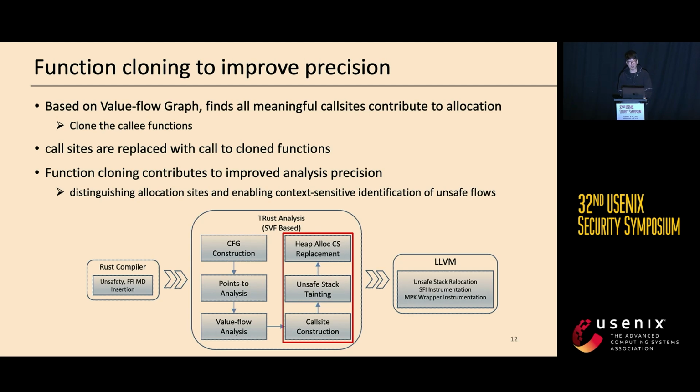But due to the aforementioned challenge, T-Rust requires function cloning to improve precision. Based on the value flow graph, T-Rust finds all meaningful call sites that contribute to allocation and clones the corresponding callee functions. And then call sites are replaced with calls to cloned functions, and function cloning in this way contributes to improved analysis precision by distinguishing allocation sites and enabling context-sensitive identification of unsafe flows.